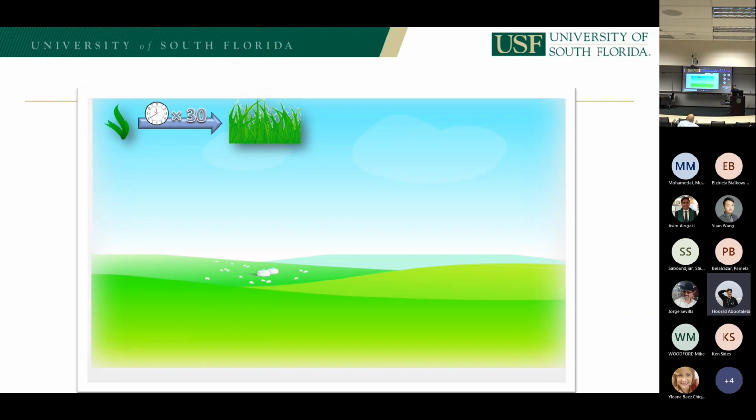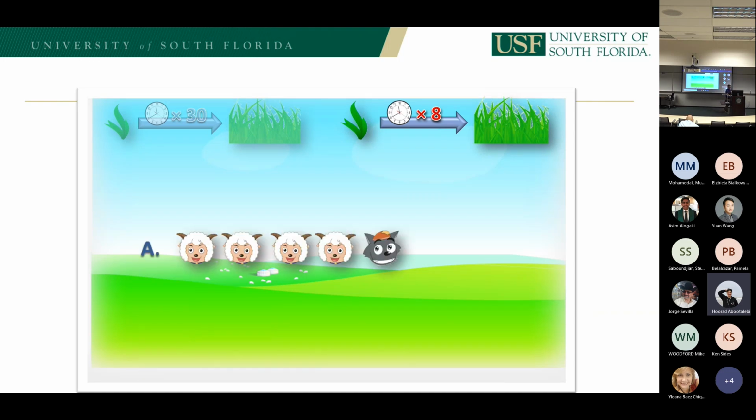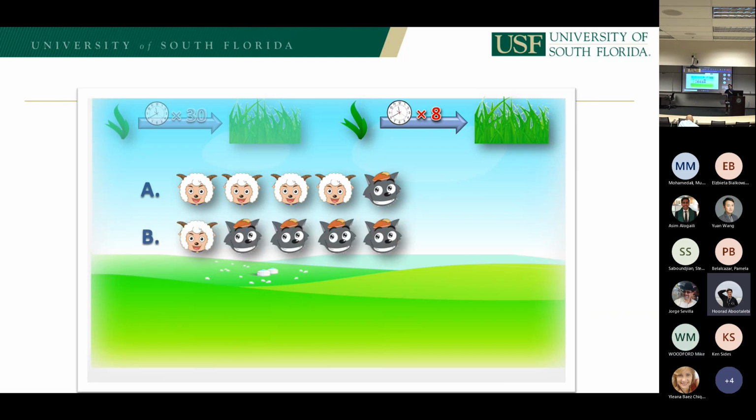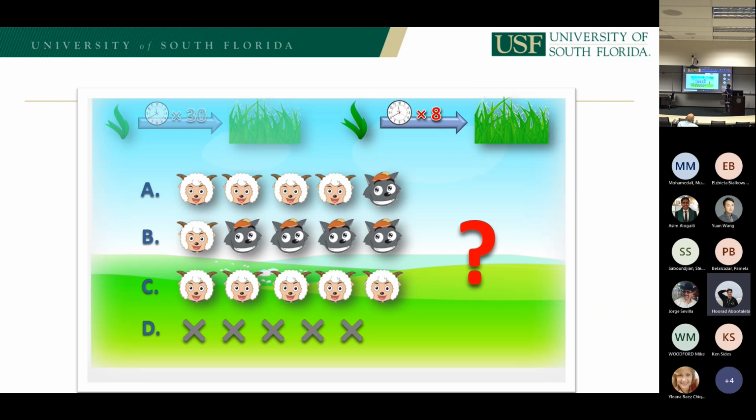This is the food of the sheep. We make it grow faster. See, the grass grows faster. So we have four possible outcomes: we have more sheep in the system, or we have more wolves in the system, or we don't have any wolves, or the world is destroyed, so no one can survive.